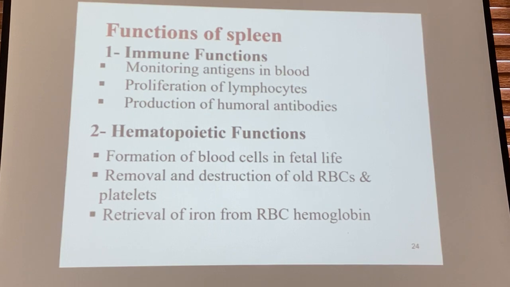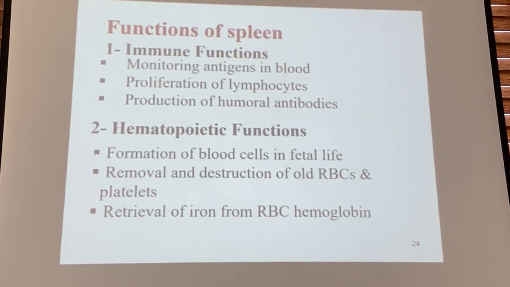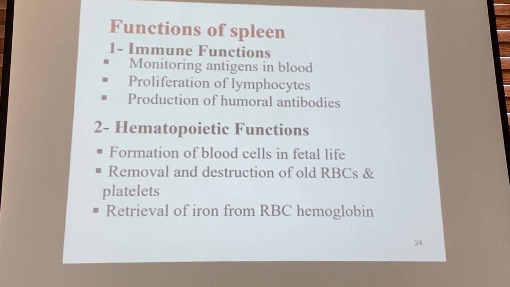The hematopoietic function is during fetal life, intrauterine life. The spleen is the site for hematopoiesis, production of the blood elements or cells. And also it is the site for removal and destruction of all RBCs, and even distorted RBCs. For example, I mentioned that the lifespan of RBCs is 120 days.